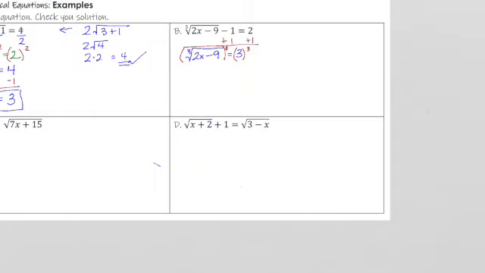And you end up with 2x minus 9 now equals 27. And now it's a matter of solving for x. This is just linear, so we're going to add the 9. And we get 2x equals 36. Divide both sides by 2. And we get that x is going to be 18.